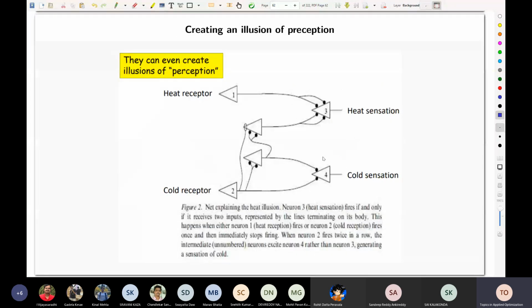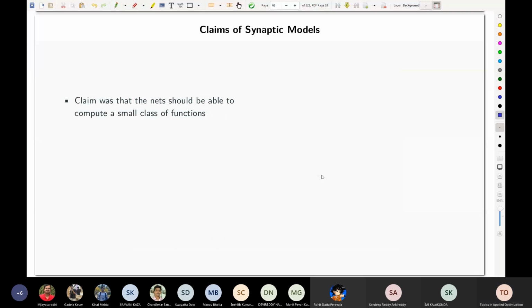They can even create an illusion of perception. With the synaptic model, we may build a sensor that can tell us whether it's heat or cold and so on. We are again not going into too much detail of this, but they showed that these kinds of nets are able to do that.